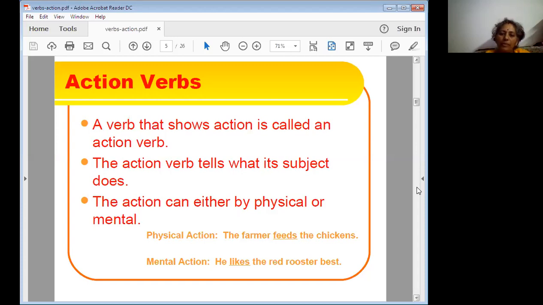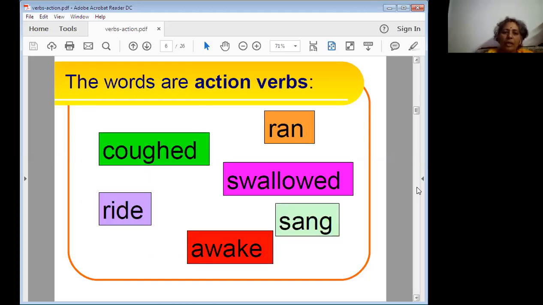The farmer feeds the chickens. And the other one is, he likes the red rooster best. So here chickens are there, and the red rooster is the best for him. So what does the sentence tell? The farmer feeds. Action is there. He likes. Here also expression is there.